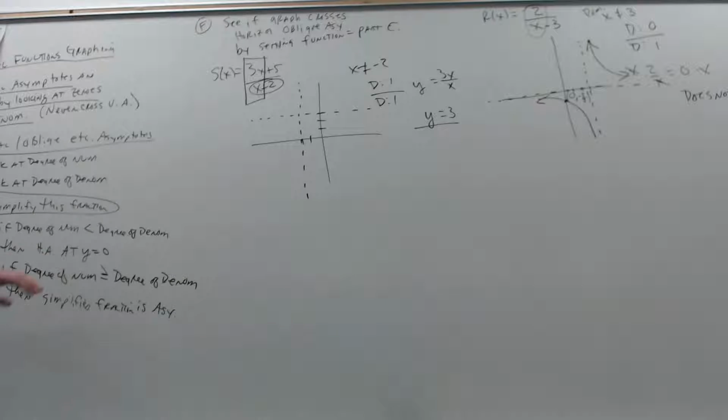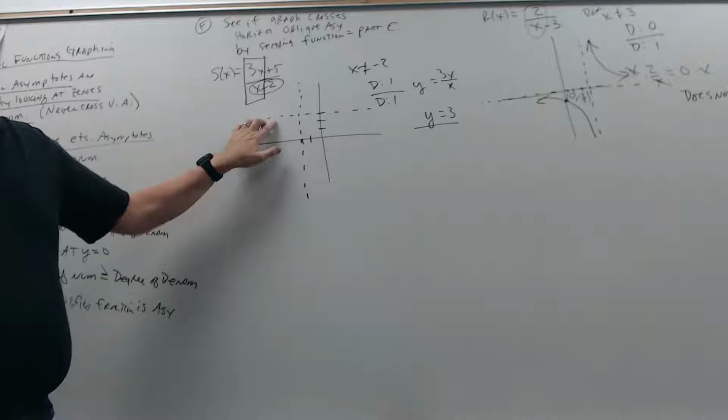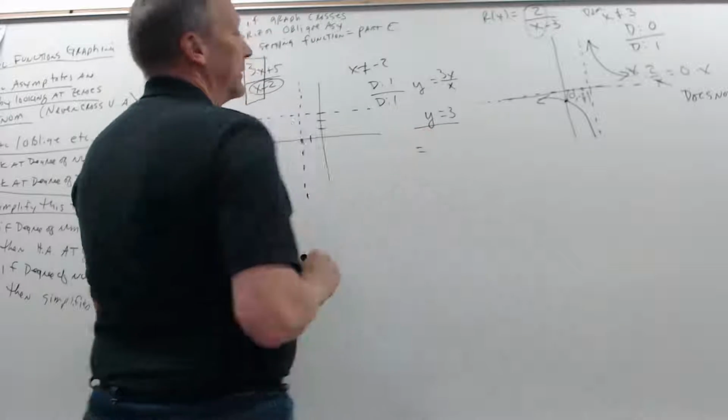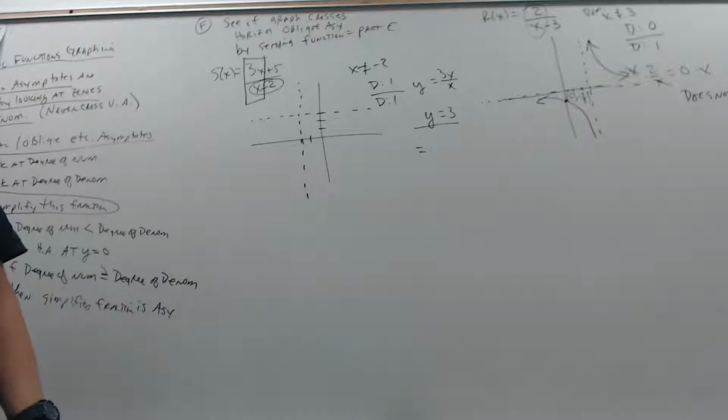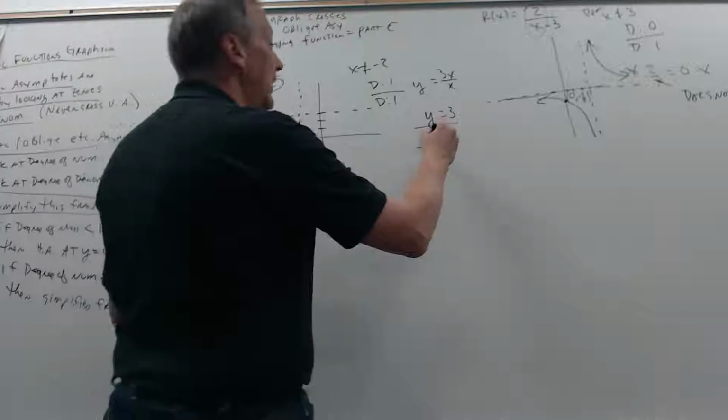All right, so we need to decide if it crosses this. So how do we decide that? Set something equal to 0. No, not 0. Where's my asymptote? My asymptote is not at 0 anymore. Where's that? My horizontal asymptote is at 3. So we're going to set it equal to 3.